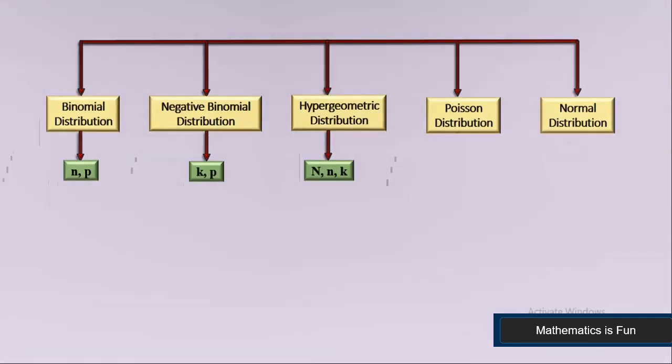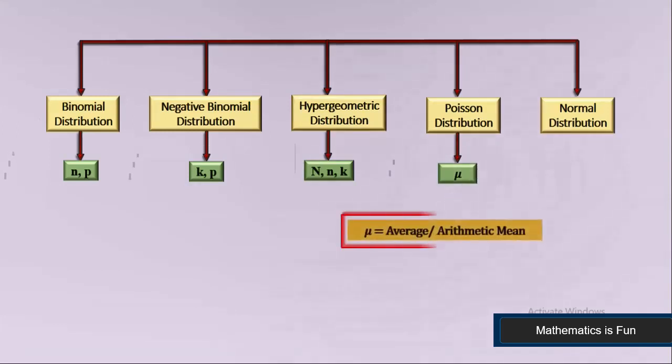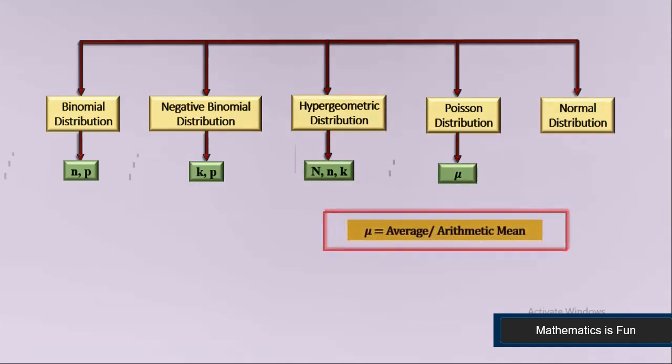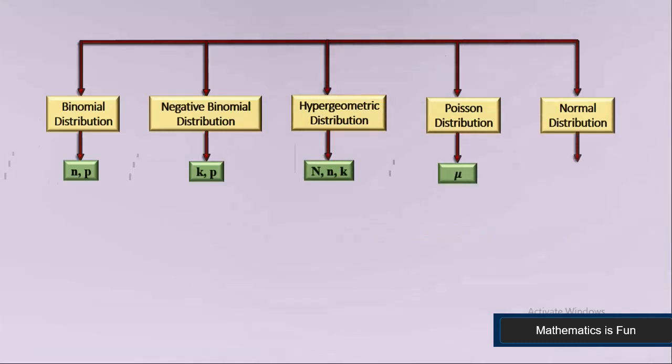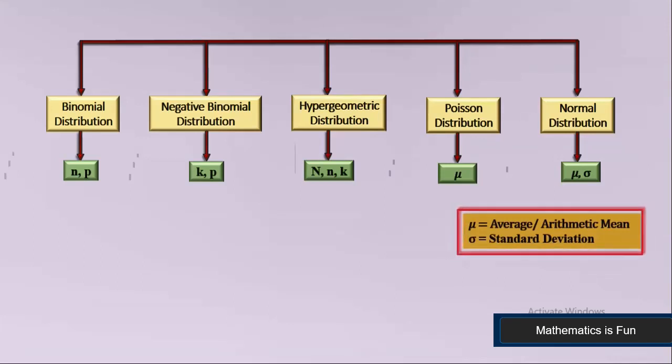Well, in Poisson distribution, we have one parameter. This is mu, and it is the average or arithmetic mean. I will talk about it in detail in the next slide. So moving towards the next distribution, normal distribution has two parameters, mu and sigma. Here mu again is average or arithmetic mean, and sigma is standard deviation. Now you should be very clear about the parameters of each distribution.